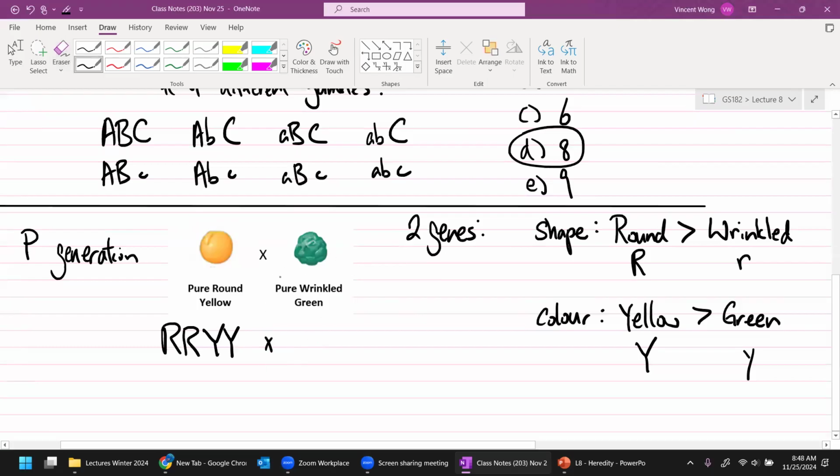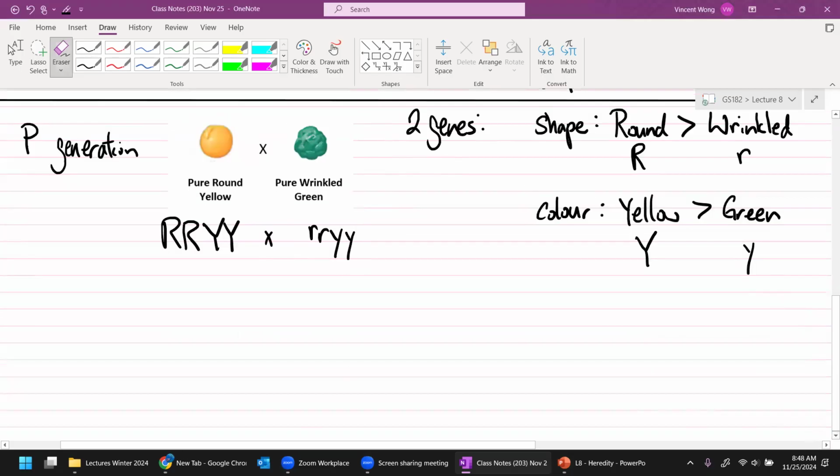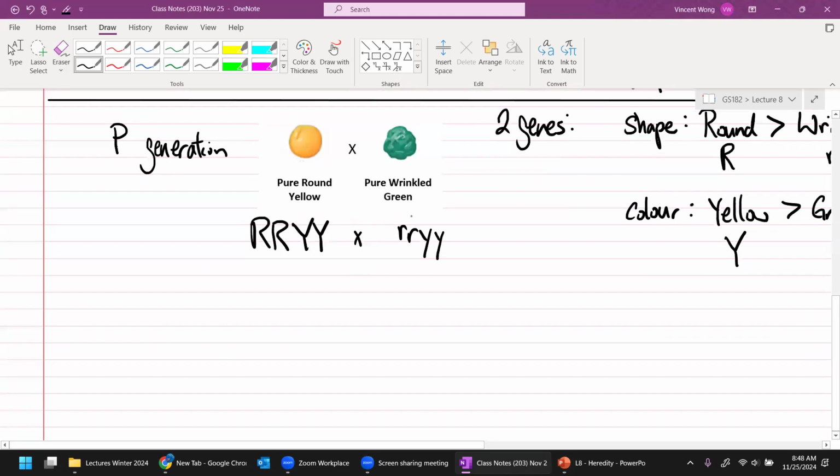What about the pure wrinkled green? What is it, Demi? Small y, small y. That's right. Okay. That's it. Remember, on the test and on the quiz, triple check you have the right genotype. Otherwise, the whole question is gone. All right.